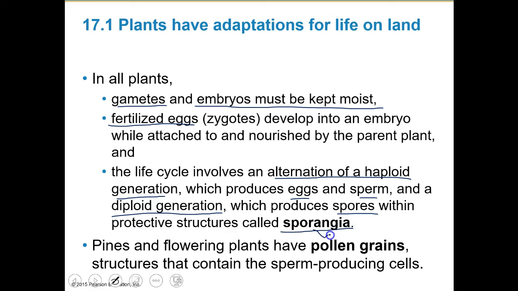Angia is referring to producer, and that may not be the actual definition, but if we're producing spores and a protective structure, this is the spore producer structure, so it's a sporangia. All right, so pines and flowering plants have pollen grains, which are structures that contain sperm-producing cells. So pollen is what will help make the male gametes for the plant.